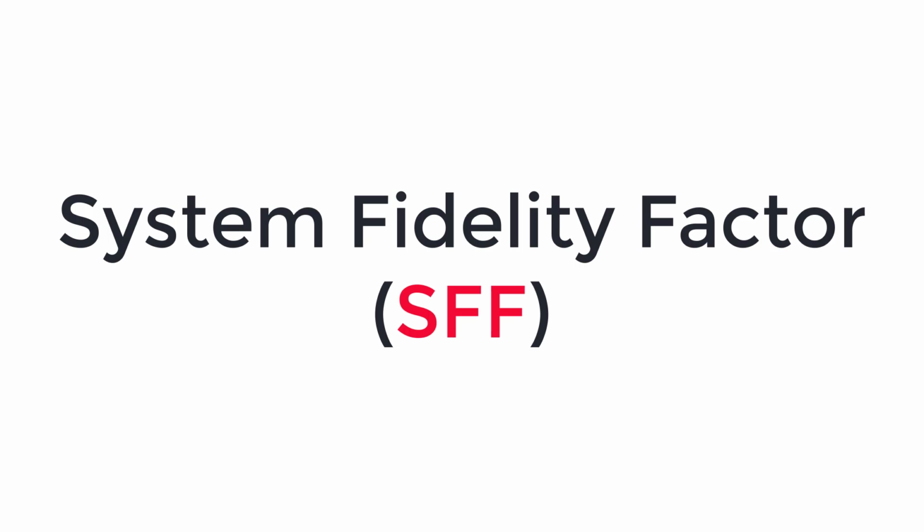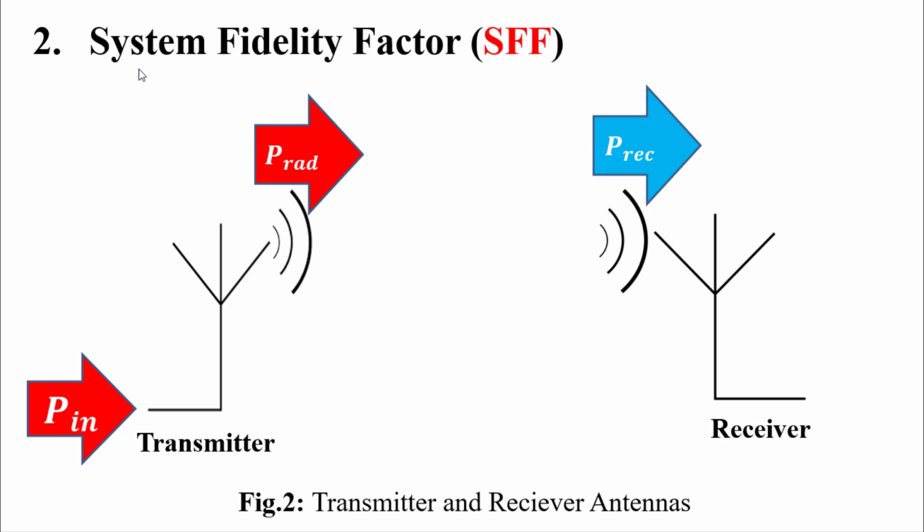Now we go to the second case, system fidelity factor, SFF. Here we use this parameter SFF for a system. So we have an antenna in emission and an antenna in reception. In figure 2 we have transmitter and receiver antennas, not like the first case where we have just the transmitter antenna. In this example we have two antennas, one in emission and one in reception.